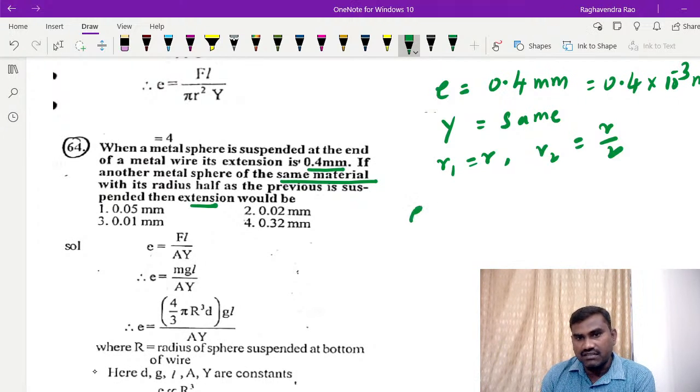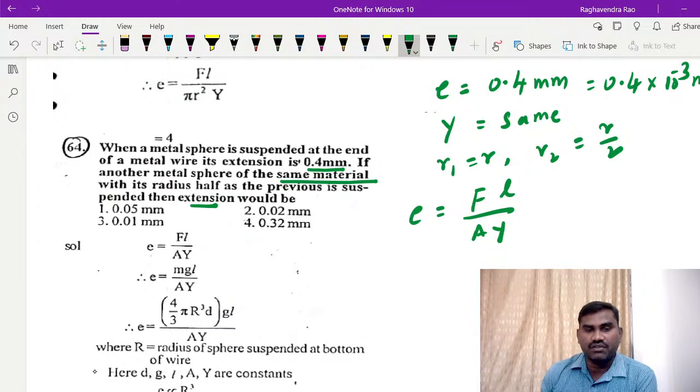So they are asking for the extension value in the second case. That means Fl by A into Y. Now Young's modulus remains the same. They have not given anything about it, but it is suspended.